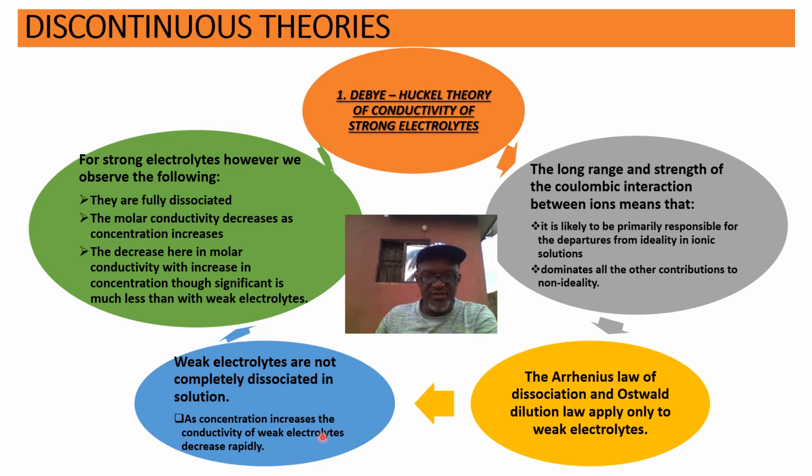As concentration increases, the conductivity of a weak electrolyte decreases rapidly. Remember our diagram where we had a graph: the weak electrolyte would drop drastically while the strong electrolyte would drop slowly. For strong electrolytes, however, we observed the following. They are fully dissociated, yes. The molar conductivity decreases as concentration increases, but not as drastically as for weak electrolytes. The decrease, though significant, is much less than that of a weak electrolyte. That's what we just said.